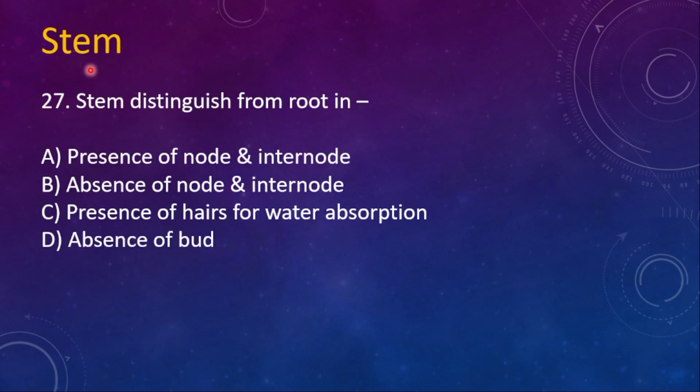Next modification, that is the stem, next organ of the plant, stem. 27th question, stem distinguished from root in option A, presence of node and internode, option B, absence of node and internode, option C, presence of hairs for water absorption, option D, absence of bud. First option, presence of node and internode itself is the clear cut characteristic of stem.